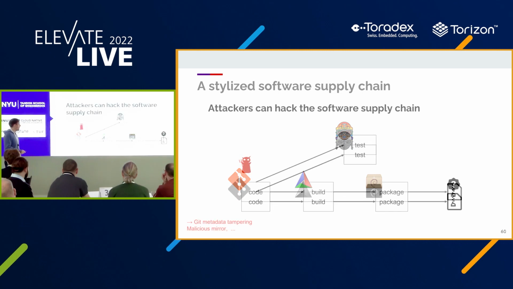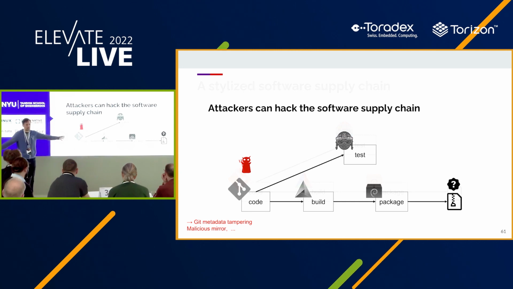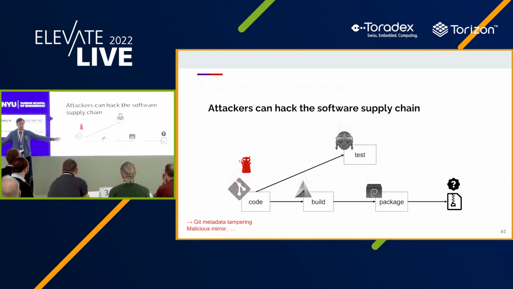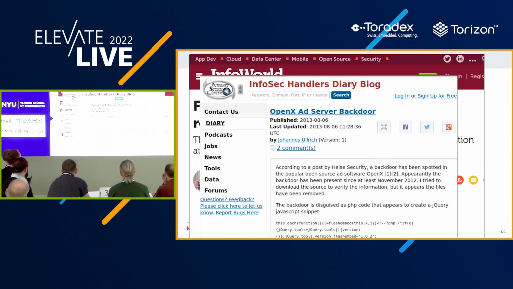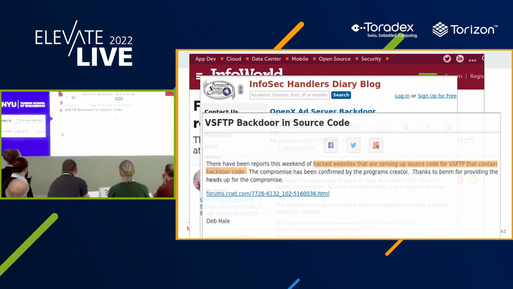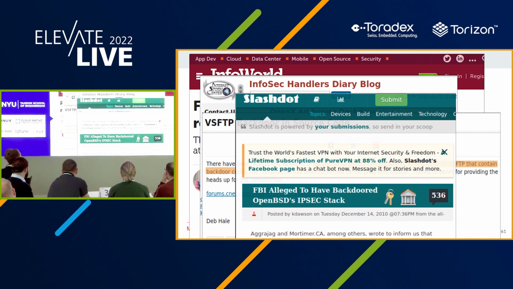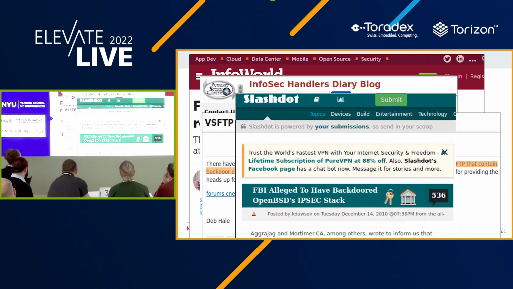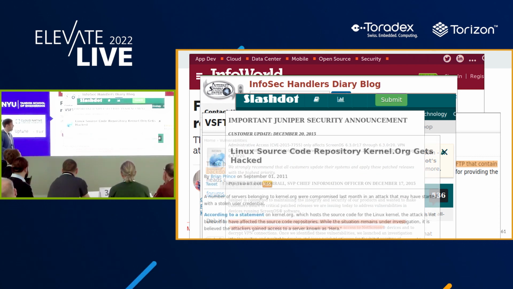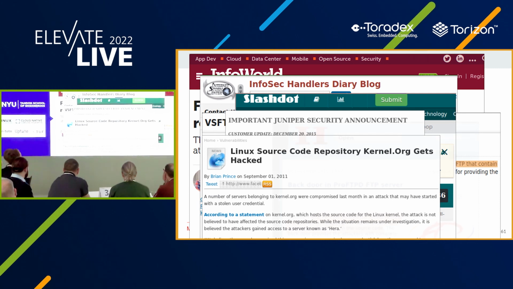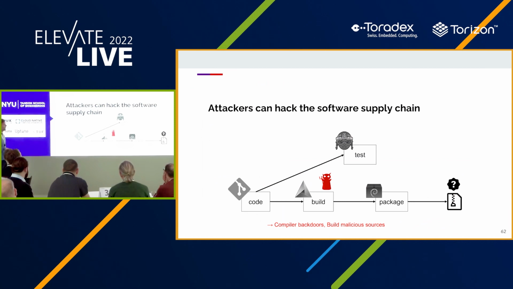And this is actually a big problem. Attackers can go and break into different parts of the software supply chain. And there are many, many instances of this happening. So people break into version control systems, like the FSF, which has Apache and all these other very high-profile projects. The FBI or possibly the NSA broke into OpenBSD's IPsec stack. Juniper's VPN was backdoored by the NSA. The Linux kernel source code repository was hacked, and so on. So this has just happened time and time and time again. Like, it's just repeated.